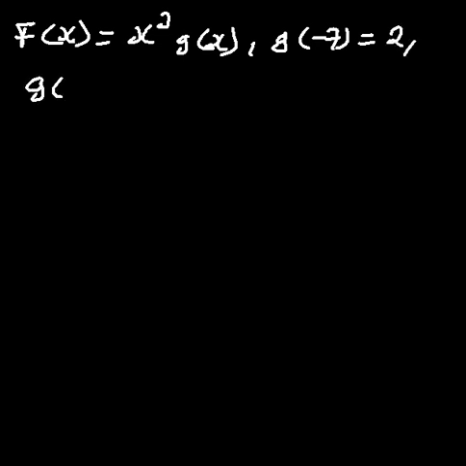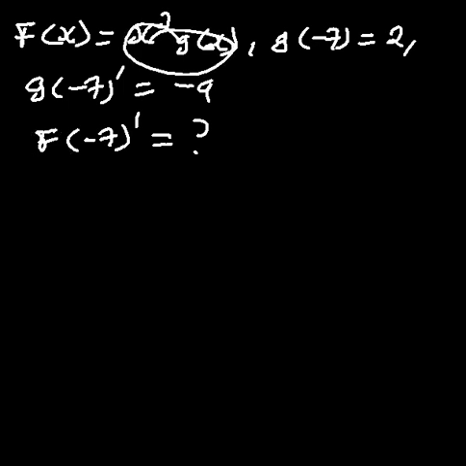And we have g prime of -7 as -9. Now the question says that we should determine the value of f prime of -7. Now how should we do this? In this case, the function associated with f is given as this. So we should take the derivative of the function. So what is the derivative of the function?